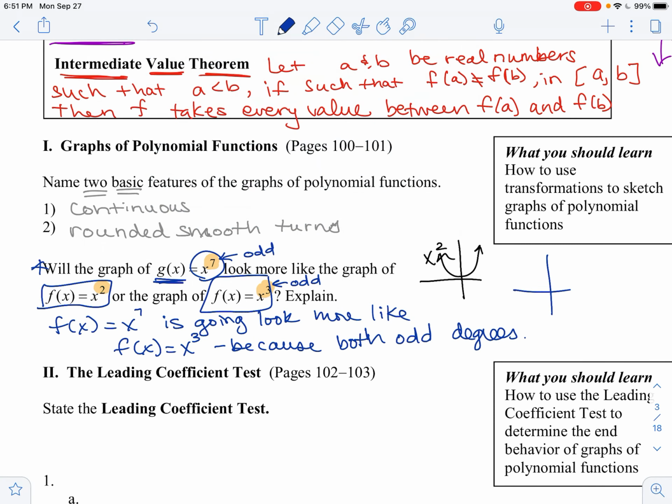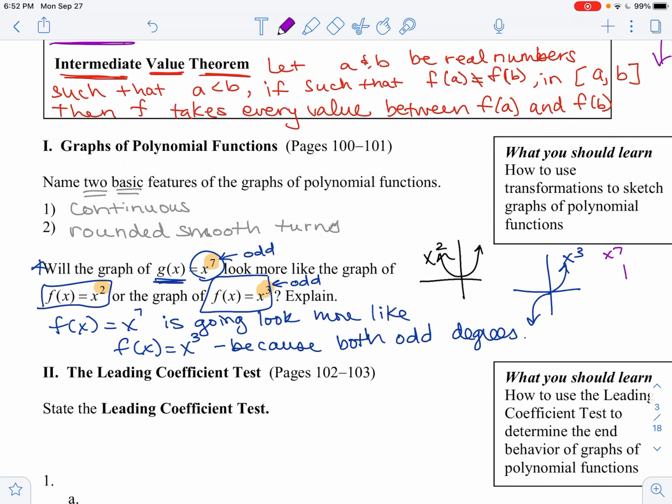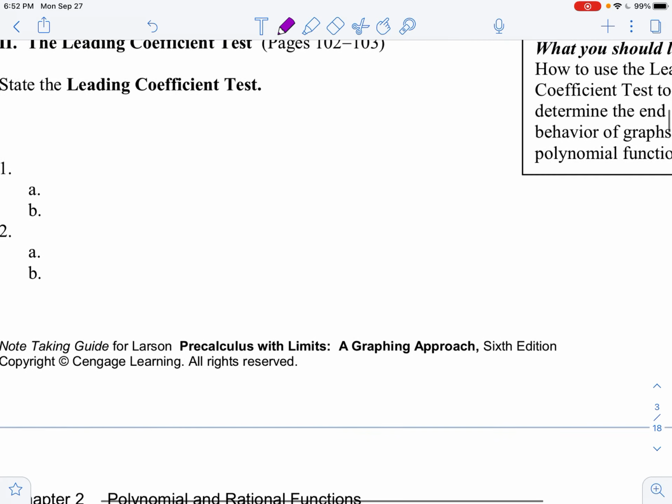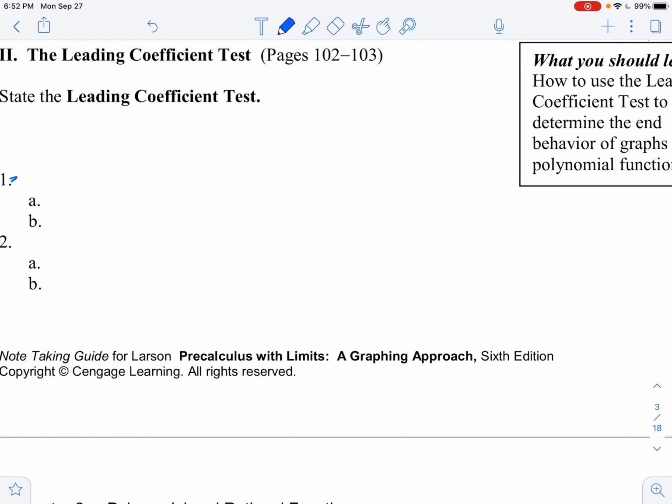This is x to the 3rd, looks like this. And x to the 7th looks something like this. Okay. So let's talk about what the leading coefficient test is. The book says it specifically, but I wanted to give you a visual representation of this, so we're not going to worry about that. So here's what the leading coefficient says.